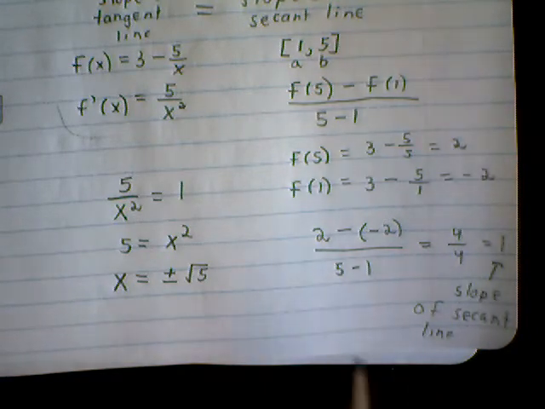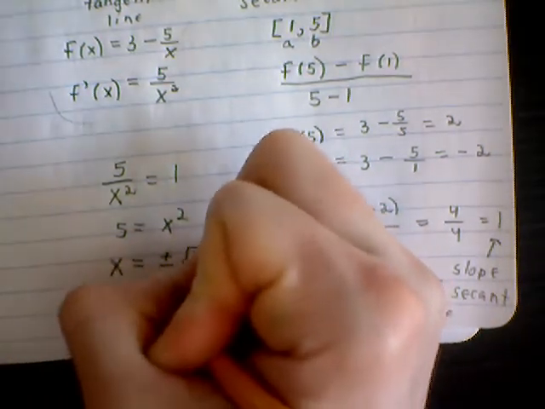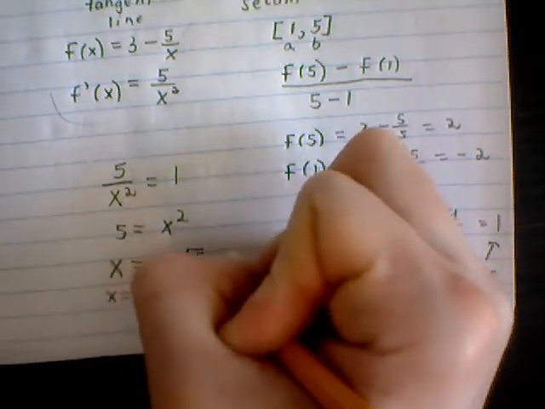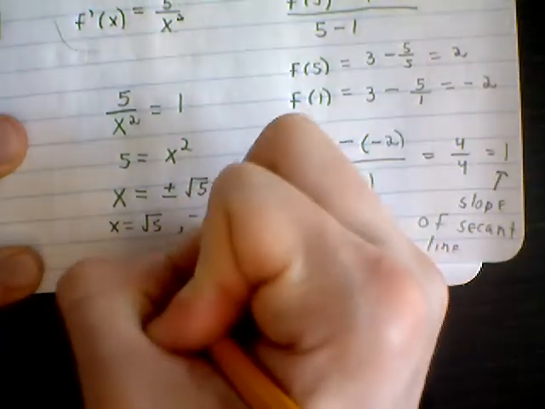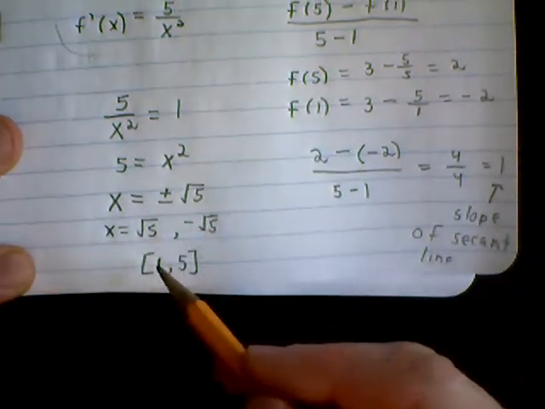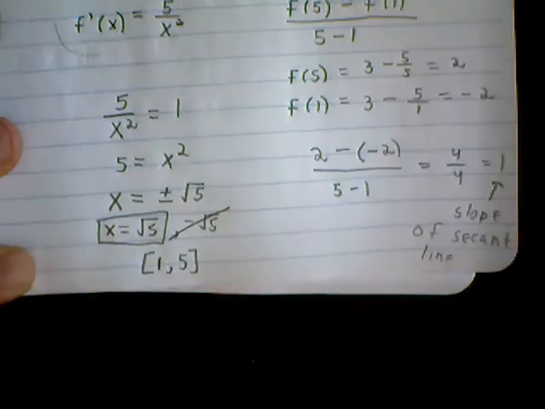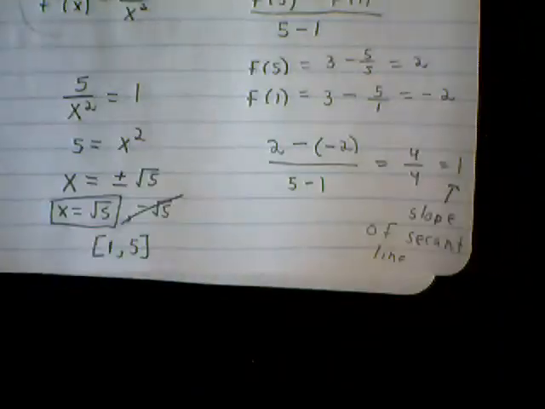Now, this gets just a little trickier. So that means x is positive square root of 5 or negative square root of 5. However, the interval I'm talking about is between 1 and 5. Negative square root of 5 is not in this interval. So my only answer is x equals the square root of 5.